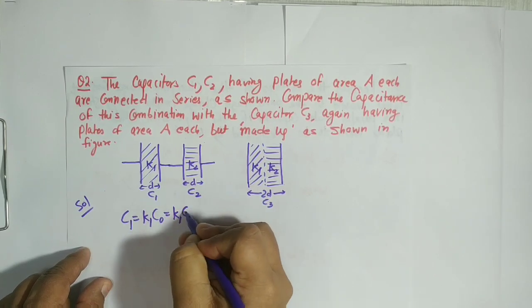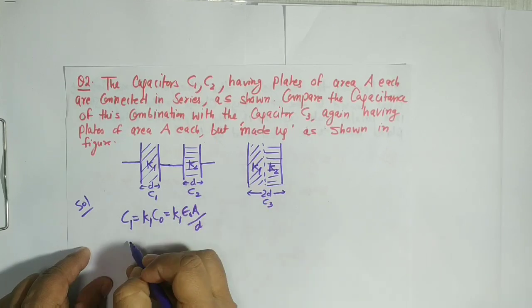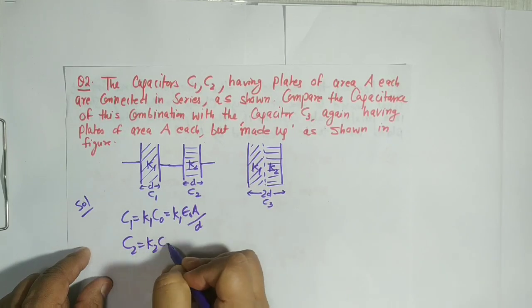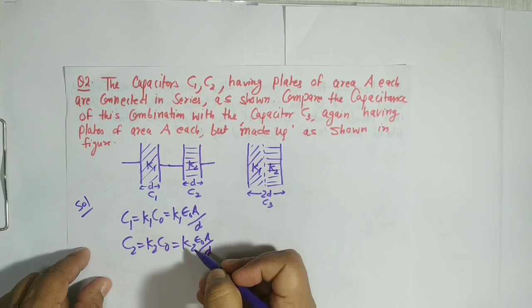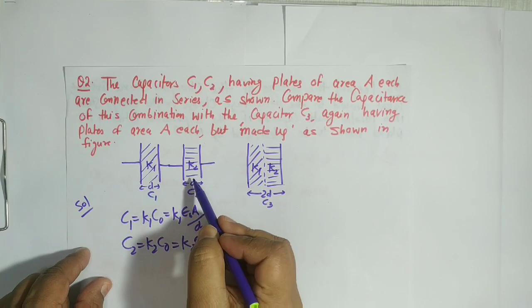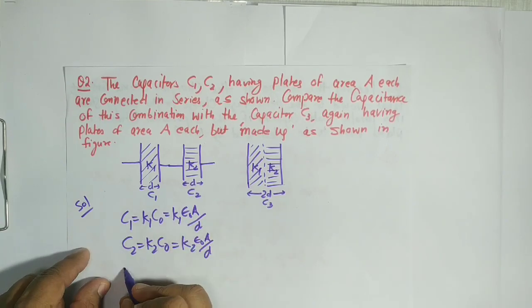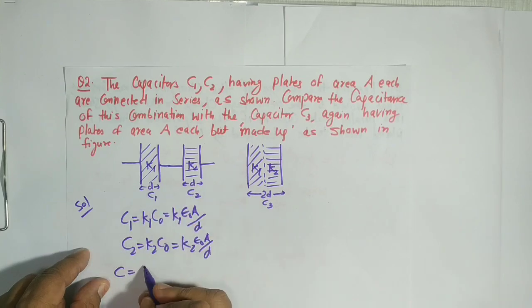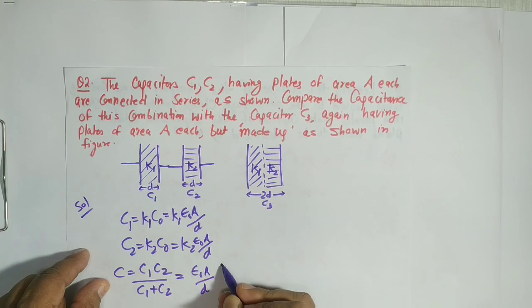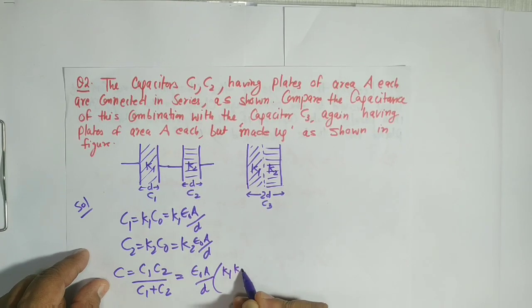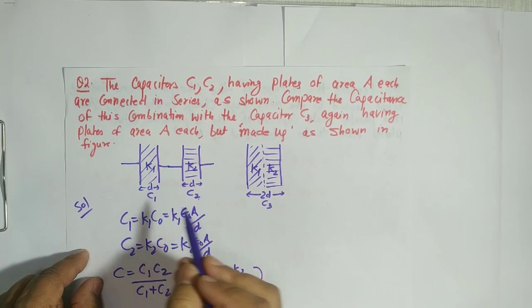C0, we know, is epsilon naught A by D. Similarly, C2 can be written as K2 C0. I think both are in series, so you directly write the combination as C1 C2 upon C1 plus C2. If you put these values here, epsilon naught A by D will be common, and in the bracket we can write K1 K2 upon K1 plus K2. So this is the combination of these two capacitors.